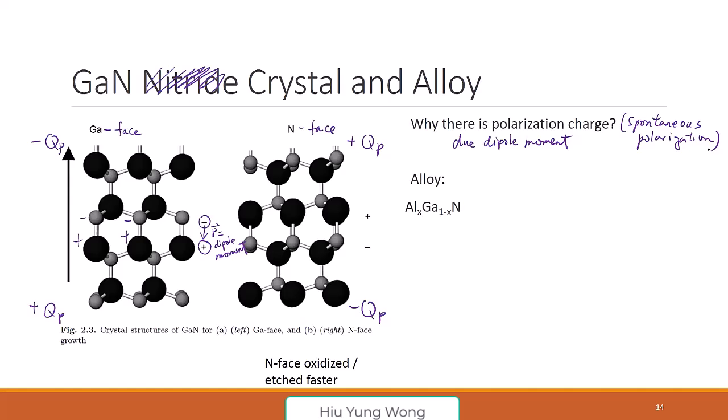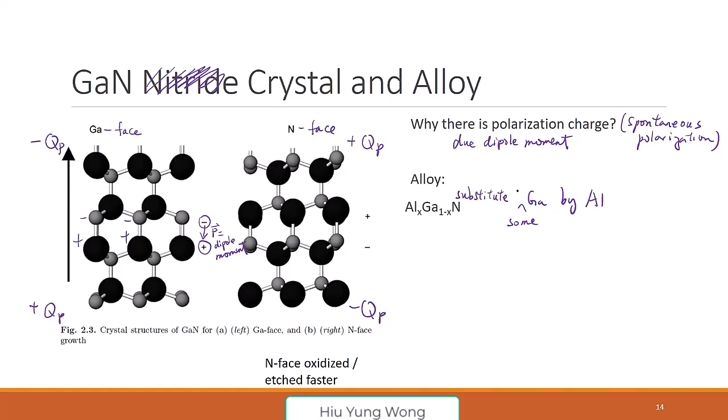Now, besides this, we can substitute gallium by aluminum. This is a little bit like what we did in silicon germanium. Remember? We substituted silicon by germanium. Then it becomes silicon germanium. But here, we only substitute some. Maybe later you don't know the meaning of sub, so let me spell it out. We only substitute some of the gallium by aluminum, then you will get a different material.